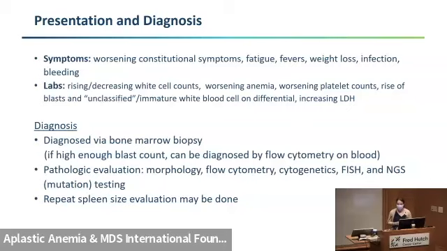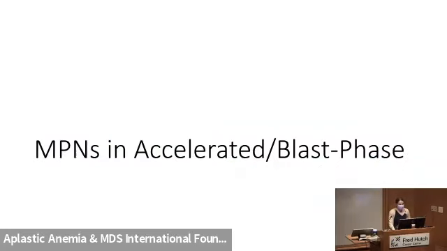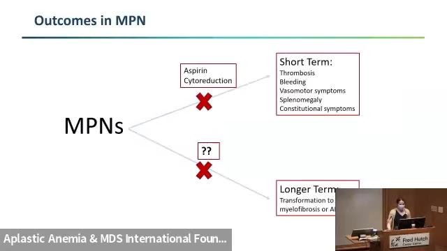Cytogenetics and FISH testing, and NGS or mutation testing, as we talked about. Even if you've had mutation testing at your original diagnosis, when you suspect progression, this is another time we always want mutational testing again, because as I said, usually you acquire new mutations when you progress, and we want to know that new profile. And then often we'll repeat spleen size evaluation, particularly if that is something that's a symptom for someone. So first we'll talk about MPNs in accelerated or blast phase.